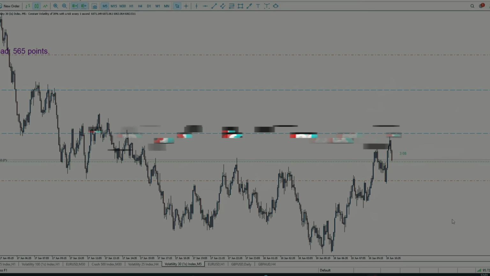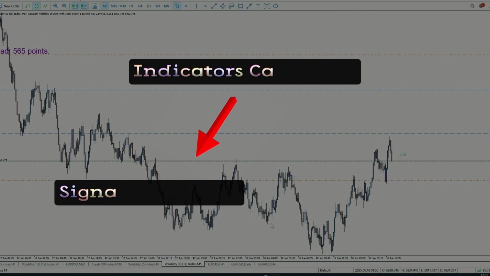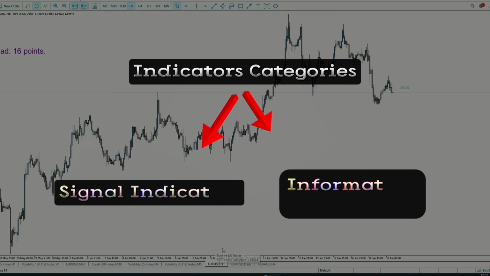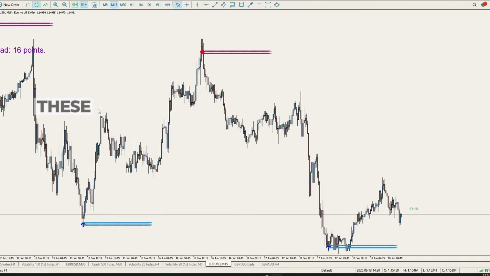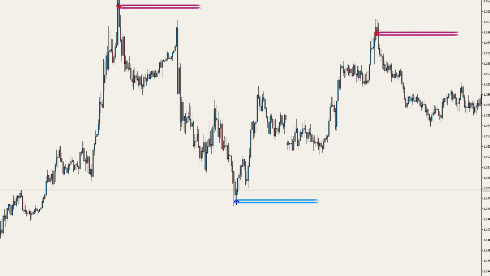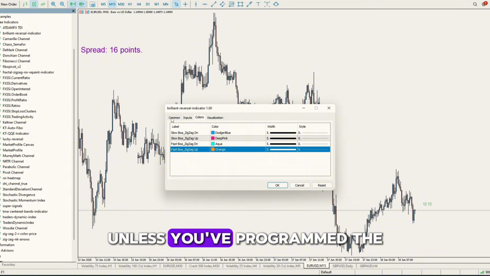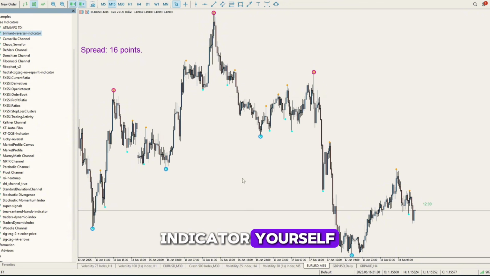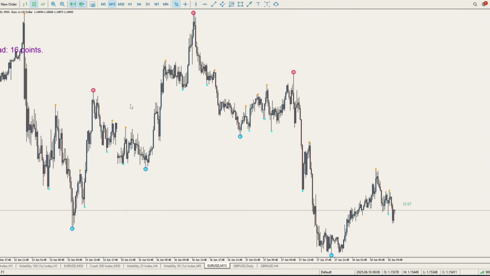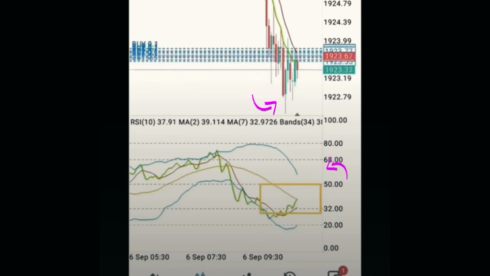Through my own approach, I categorize indicators into two distinct groups: signal indicators and information indicators. What are signal indicators? These indicators give direct buy or sell signals. Sometimes they suggest exit points. However, they don't explain the reasoning behind these signals unless you've programmed the indicator yourself. This leads to a style of trading where decisions are made solely on indicator signals without deeper analysis.